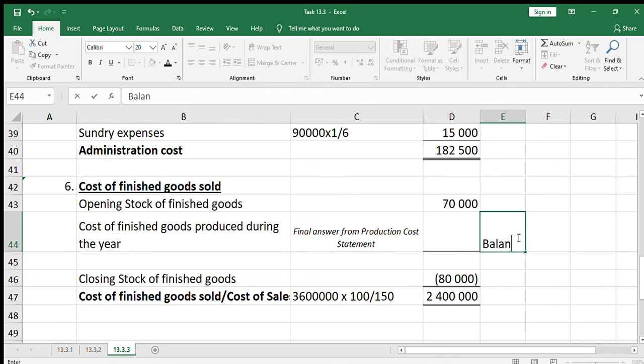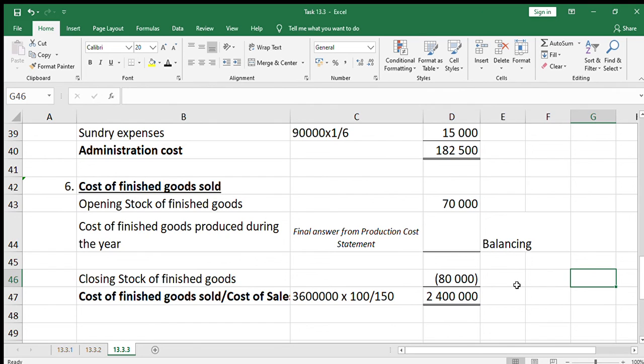I'm going to write here that this is the balancing figure. You need to be able to manipulate these notes in order to find other figures that you need. But remember, the only thing that goes in brackets in these notes is the closing stock. Normally we would take this figure minus 80,000 to give us 2.4 million. So now I'm going to say 2.4 million plus 80,000 to give us the answer here: 2,480,000. And then 2,480,000 minus 70,000 to give us the cost of finished goods produced during the year. Now, this figure is 2,410,000, and it's also the final answer from the production cost statement.